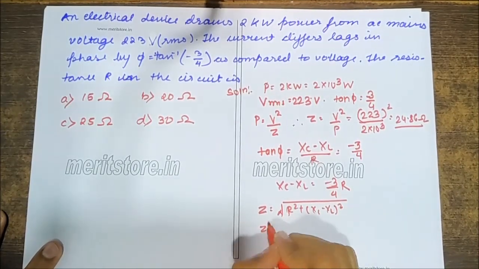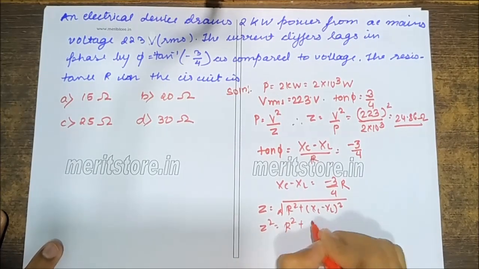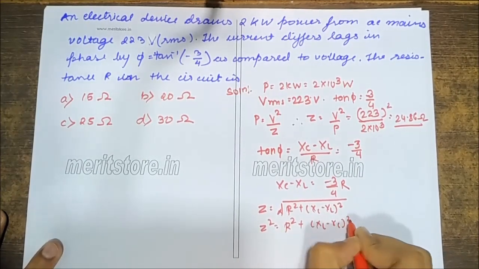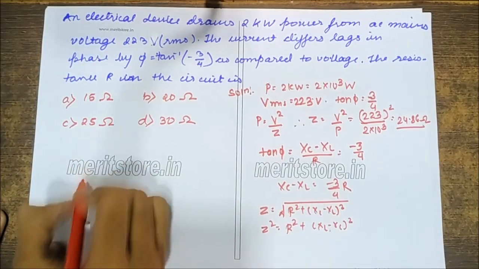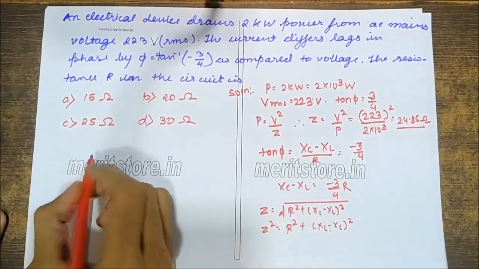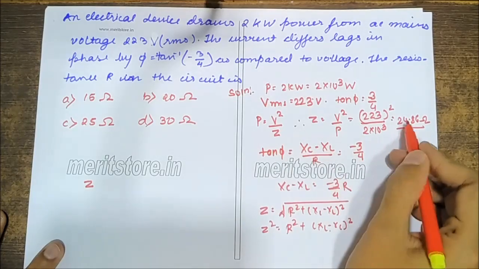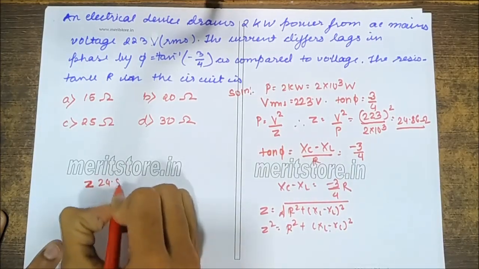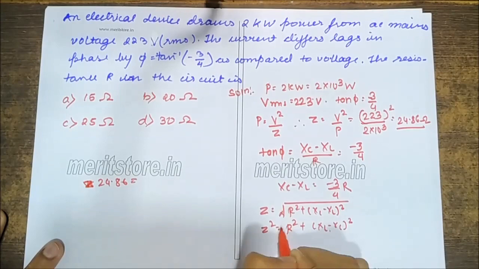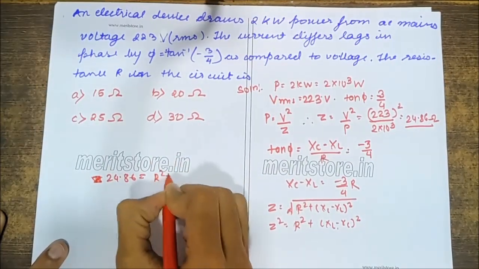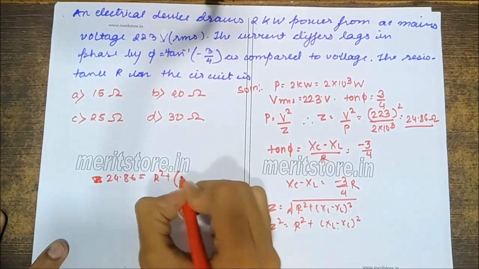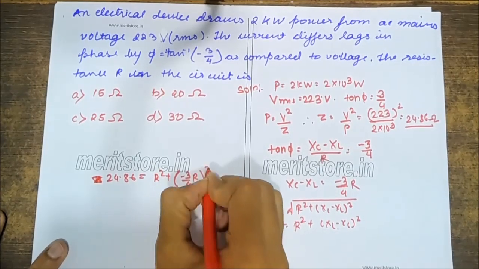Squaring this equation, we get Z square equals R square plus (XL minus XC) the whole square. We already have XL minus XC, so we find the value of R. Z is the impedance which we just found to be 24.86, which is equal to R square plus (minus 3 by 4 times R) the whole square.